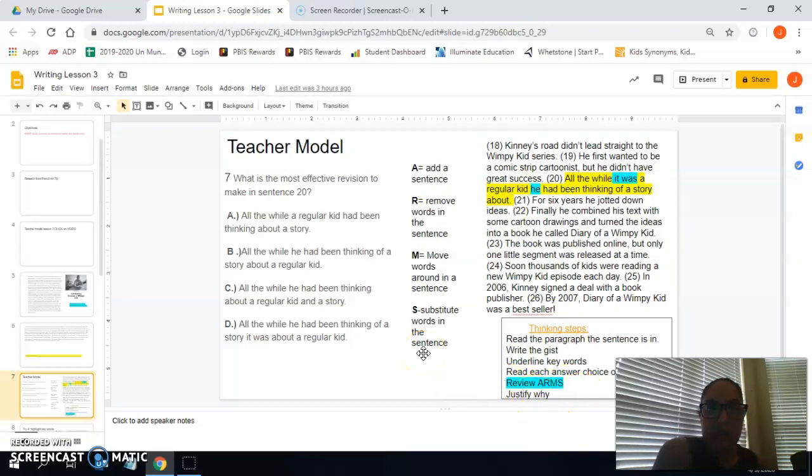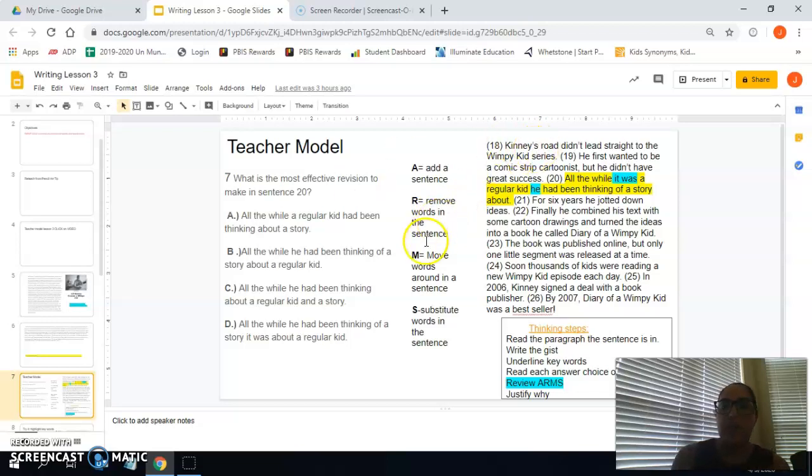So the first thing I'm going to do is read the question. What is the most effective revision to make in sentence 20? I went ahead and highlighted sentence 20: "After a while it was a regular kid he had been thinking of a story about." I'm going to start with A, which is add a sentence. Well, it says we're going to revise, so we're not going to be adding a sentence here, because it's not making us write a concluding sentence or adding to another paragraph. We're just trying to fix sentence 20.